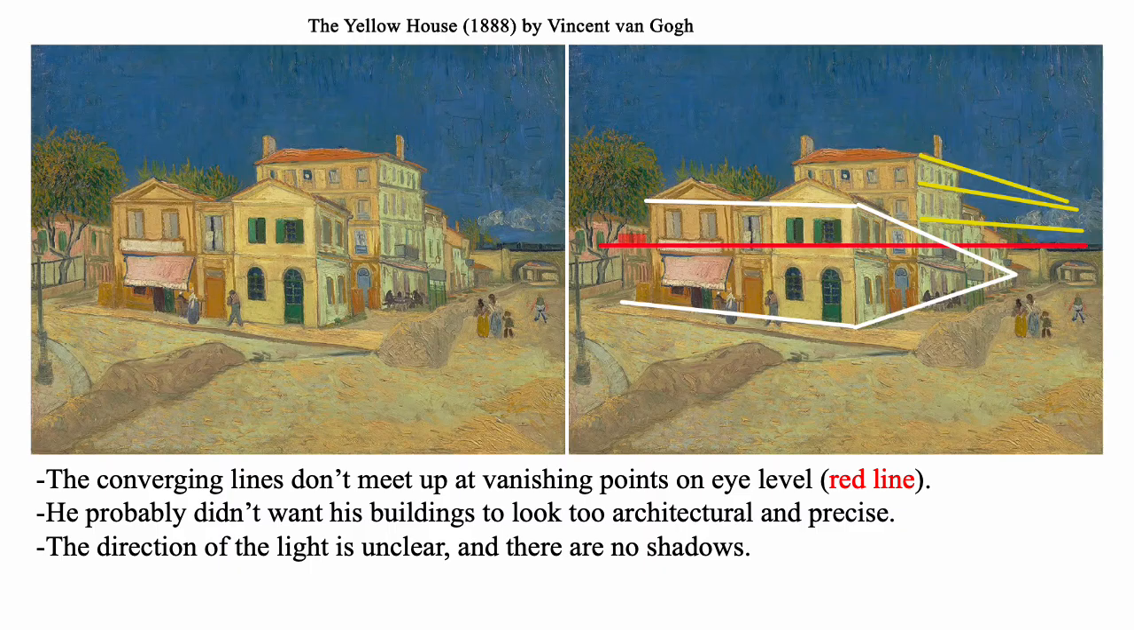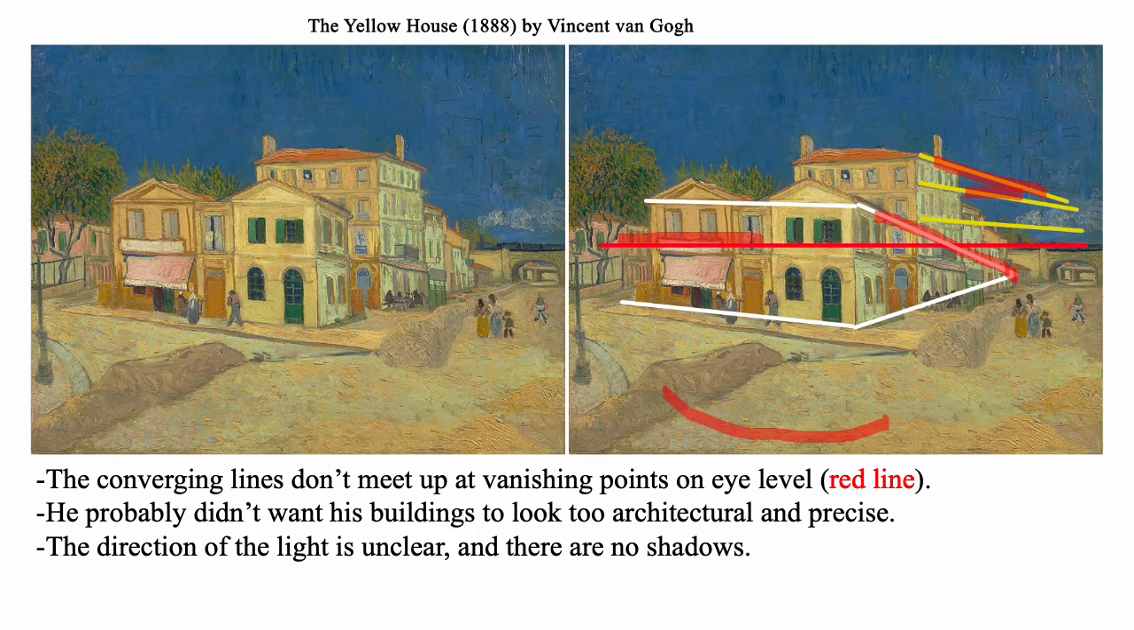In this picture, we have the horizon, and the converging lines for this building meet at a vanishing point below the horizon, and these don't really converge at all. And we know that Van Gogh knows how to draw this properly, so he did this on purpose, probably to make this look less architectural and precise.